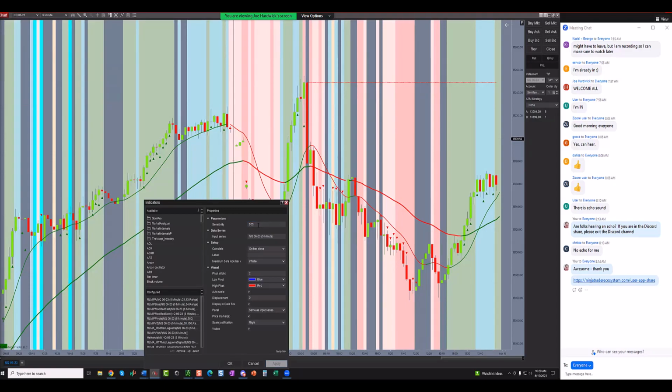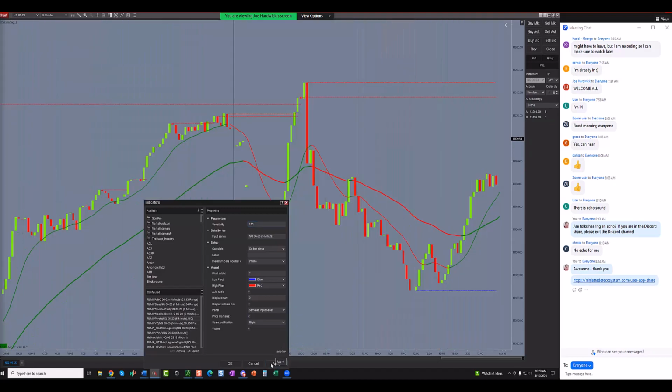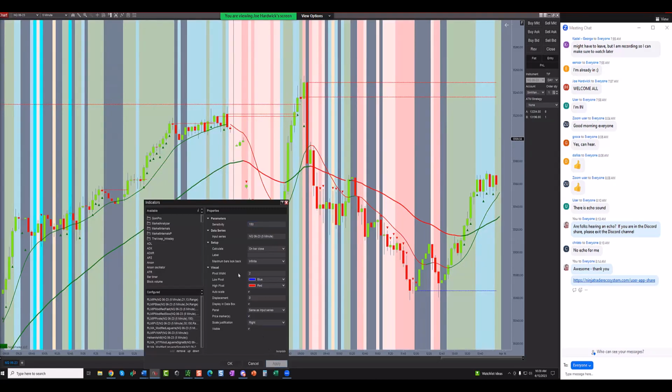Now I've gone from a sensitivity of 150 to 500, and now this is the only pivot left that I have on my screen. So when you look at your sensitivity for your pivots, this is a user-defined parameter. Just keep in mind that 150 is fine. It's going to work sometimes, but sometimes it's not going to be as reliable.